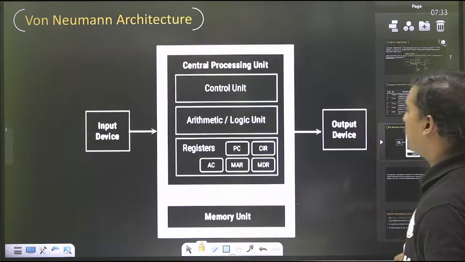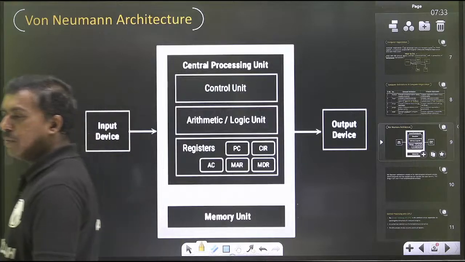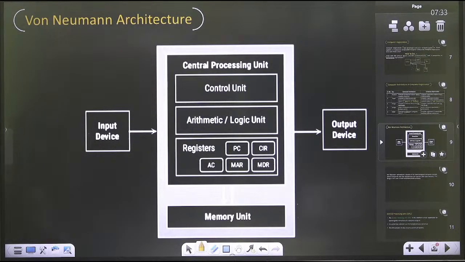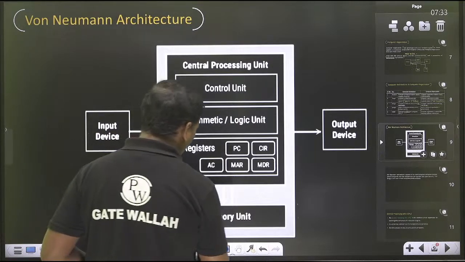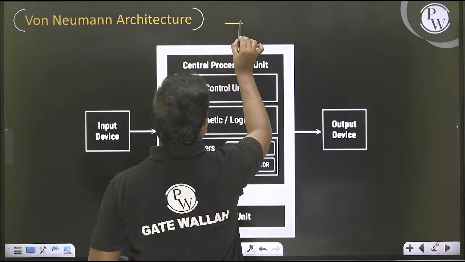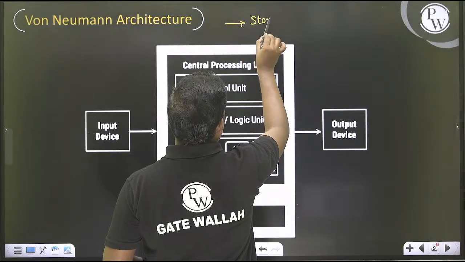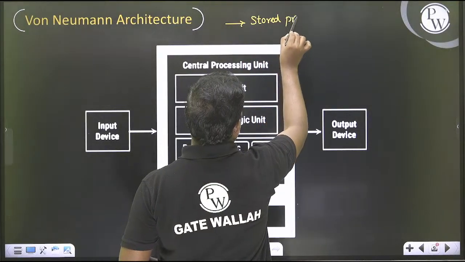The most important architecture here is the von Neumann architecture. How many of you know this von Neumann architecture? Von Neumann architecture is also called the stored program concept.